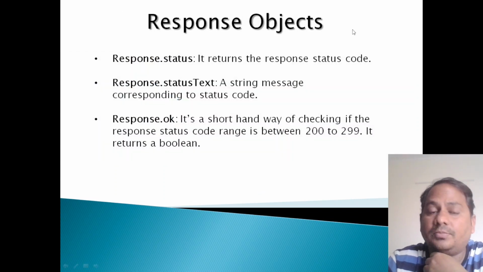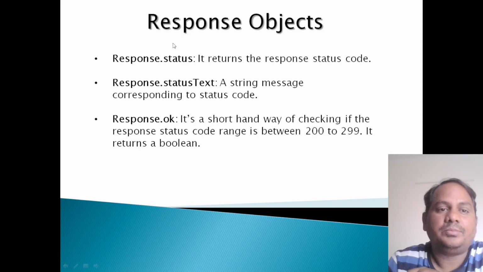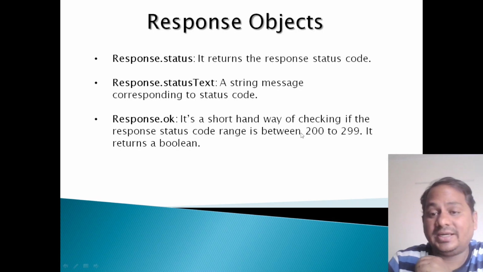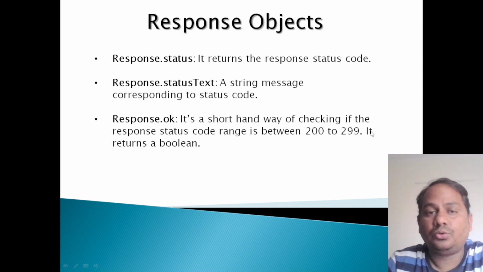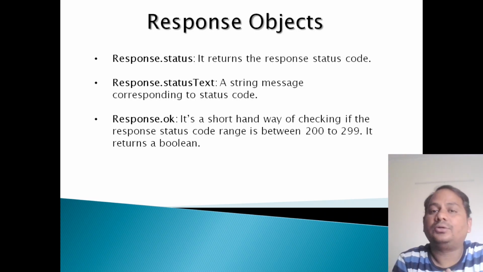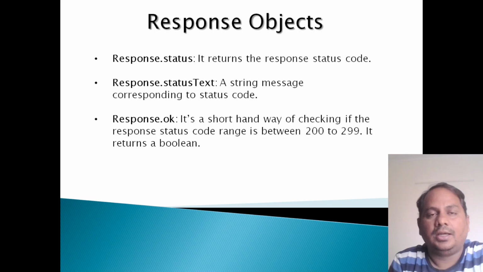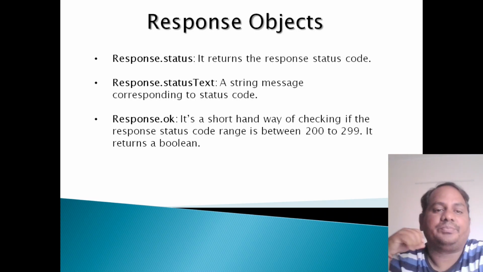Yeah, response object. As I was saying, there are three important things in the response object: the response.status, the response.statusText, and the ok. ok is a shorthand way of checking if the response status code is in the range 200 to 299. Basically, we know that an HTTP status code between 200 and 299 is the symbol that everything is OK.